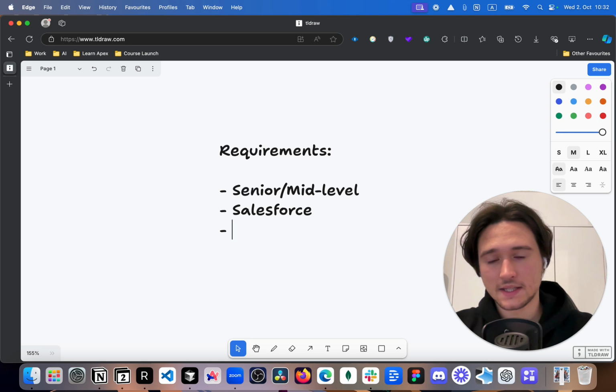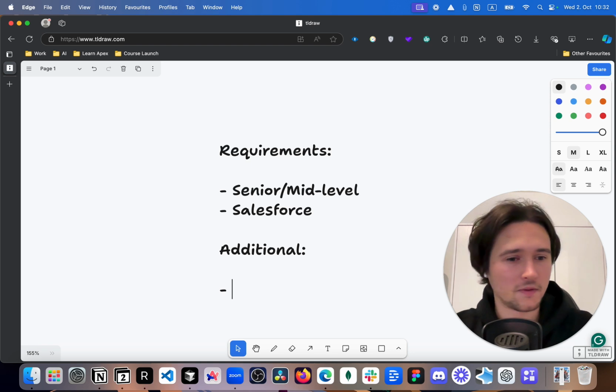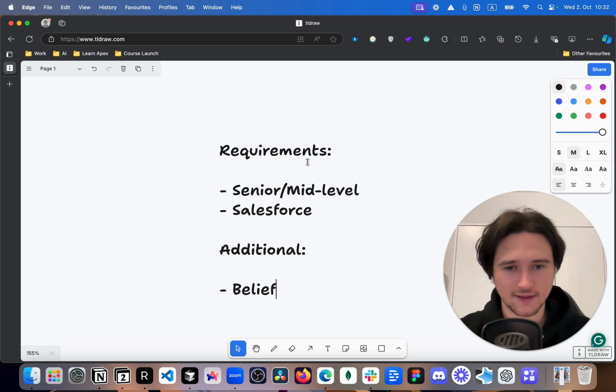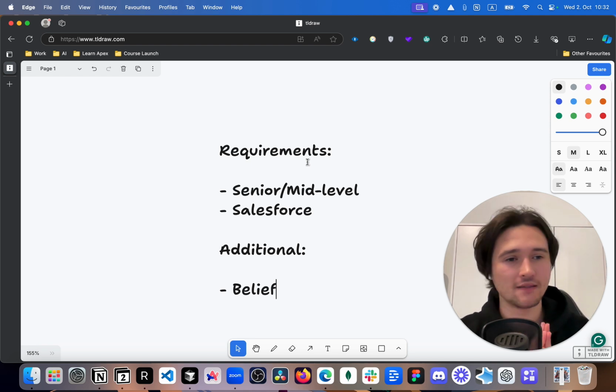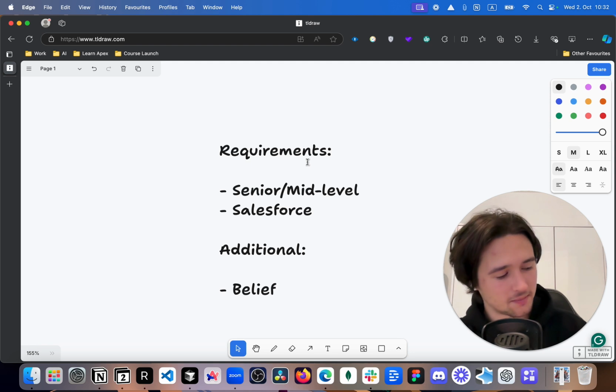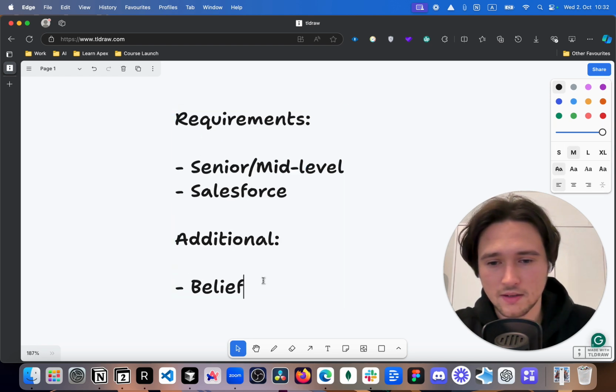Okay, that's pretty much it about those requirements. But then there are also additional requirements, and they are even more important, I would say. So first of all, you need to believe that you can do it. As I said, this is the most important thing. Without this, you can just give up immediately. You don't need to proceed, close the video, go. If you believe that you cannot do something, then you can't. But if you believe that you can, then you just need to put some work into it. Okay, so we have belief.